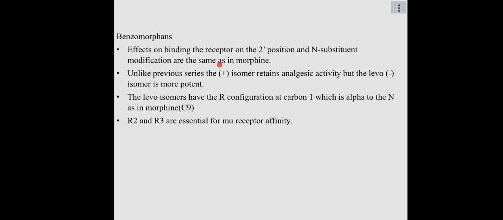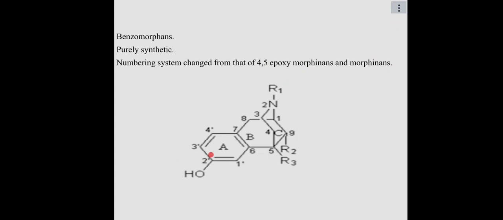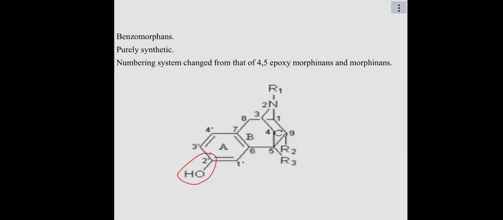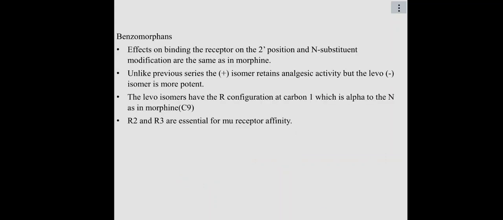For benzomorphans, the effects on binding the receptor of the 2' position and the N-substituent modifications are the same as those of morphine. You have to remember that the 2' is a hydroxyl group, and the other one is the N-substituent. The effects are the same as those for morphine. Therefore, there is not any major difference. The only difference is in the numbering. The positions, of course, will not carry the same numbering because you have lost quite a portion of the morphine.